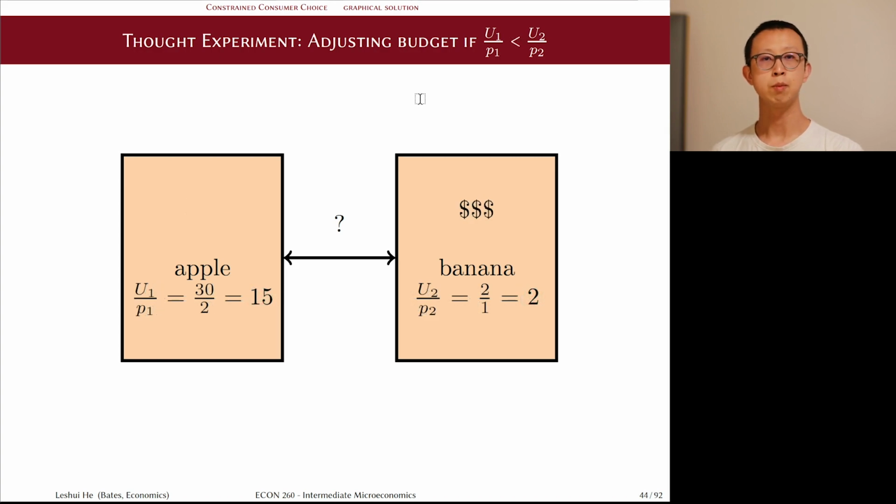Now, what if the marginal utility per dollar for apples is higher than that for bananas? Well, then you would do exactly the same thing by shifting money into the apple jar from the banana jar to improve utility without using extra budget. That's exactly the same idea.